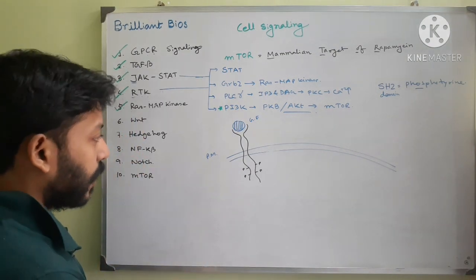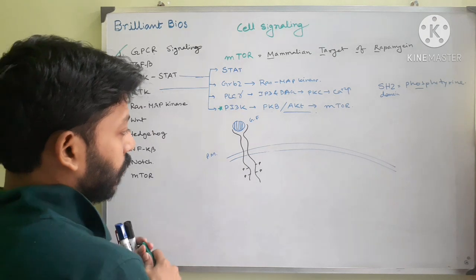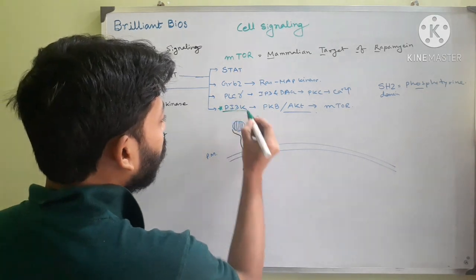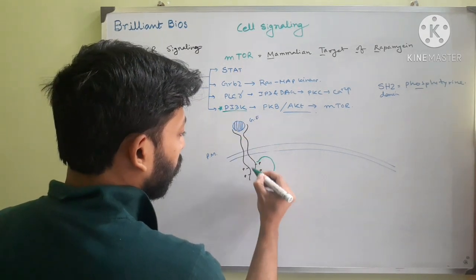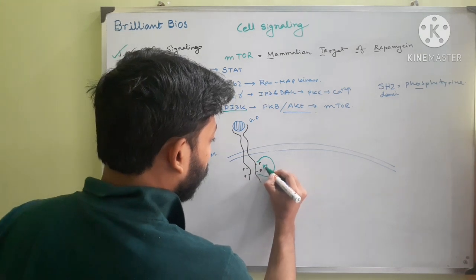Now what happens when this receptor gets phosphorylated? PI3K can bind. Let's suppose this is the PI3K.